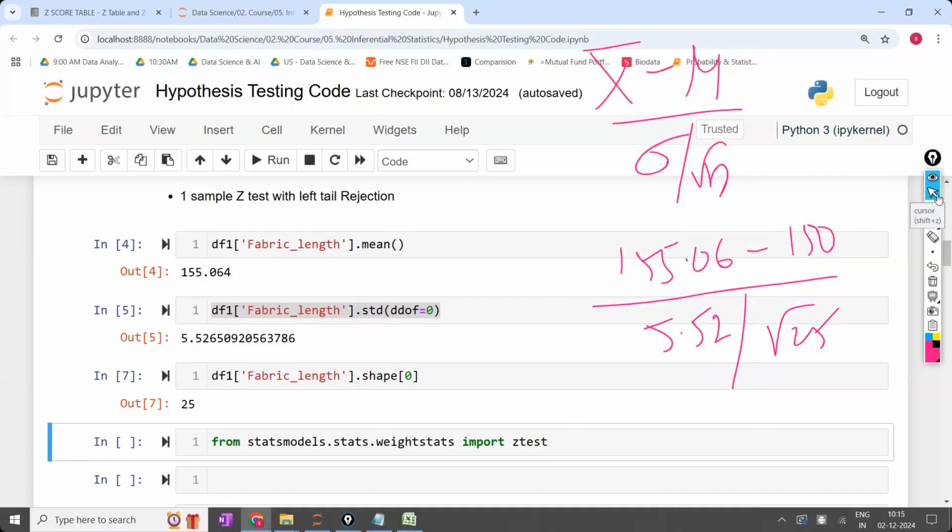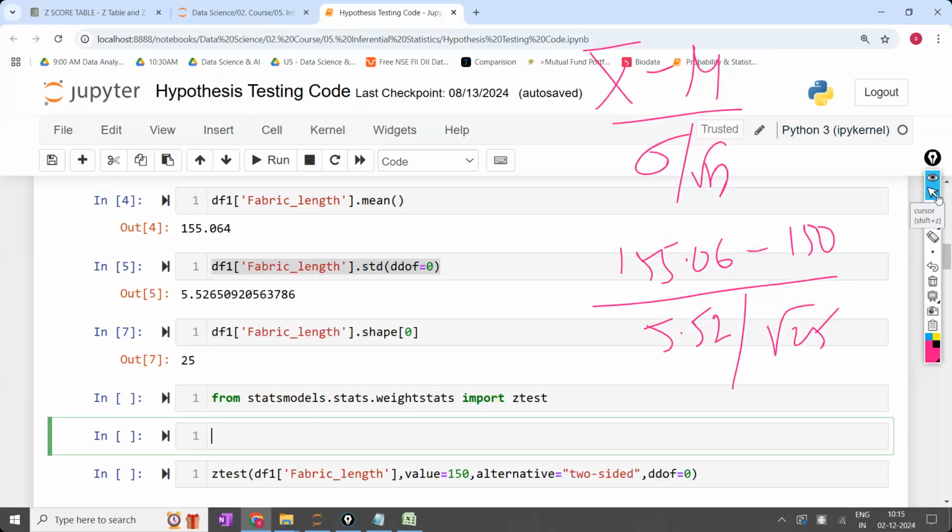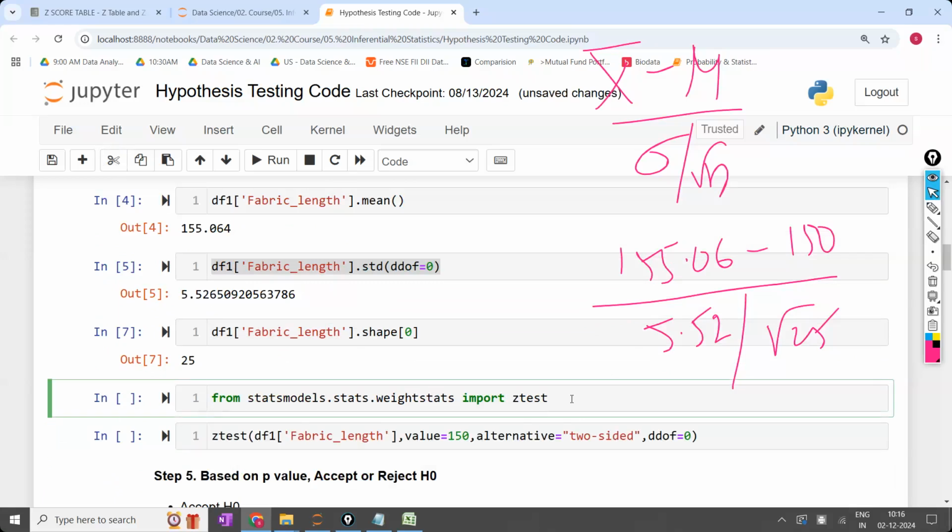155.06 minus 150 divided by 5.53 divided by square root of 25. What is the value? 3.37. 4.59. Cross check. 4.59 would be the correct answer.